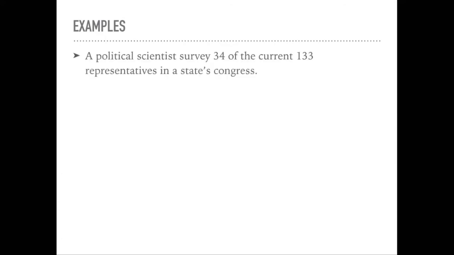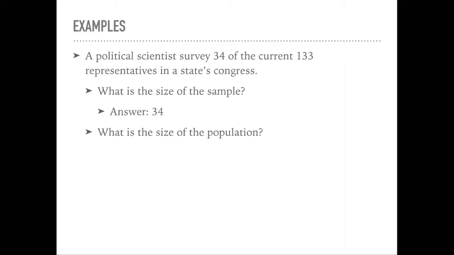A political scientist surveys 34 of the current 133 representatives in a state's Congress. What is the size of the sample? How many was actually sampled? 34 were sampled. Now, what's the size of the population? There's 133 representatives in the state's Congress. We're studying the state's Congress. The population size is 133.